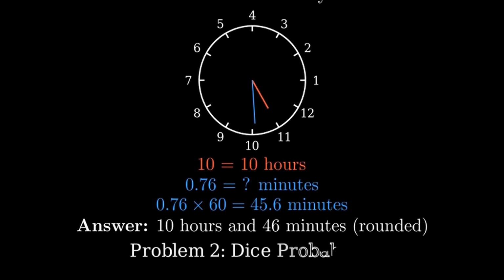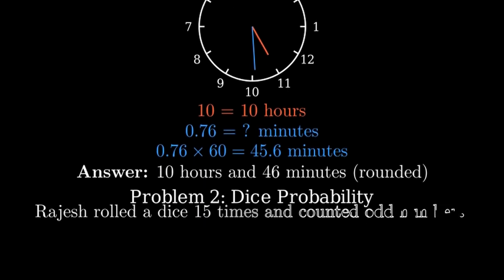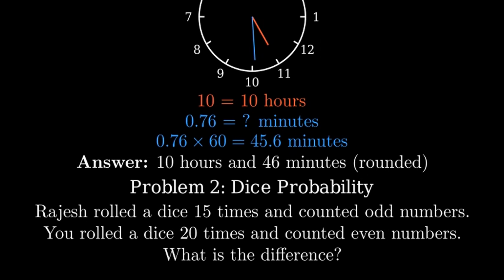Let's move on to our second problem about probability. Rajesh rolled a dice 15 times and counted the odd numbers. You rolled a dice 20 times and counted the even numbers. What is the difference between the expected number of counts? This problem asks us to find the expected difference in counts when we're looking for odd versus even numbers on a standard six-sided dice. Let's first understand what we're working with.